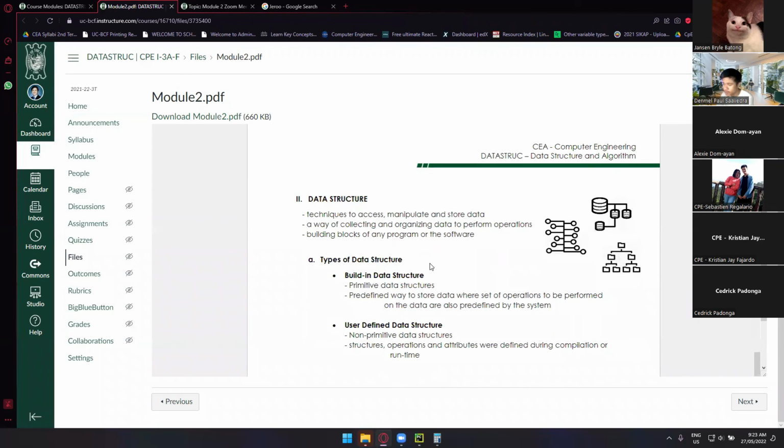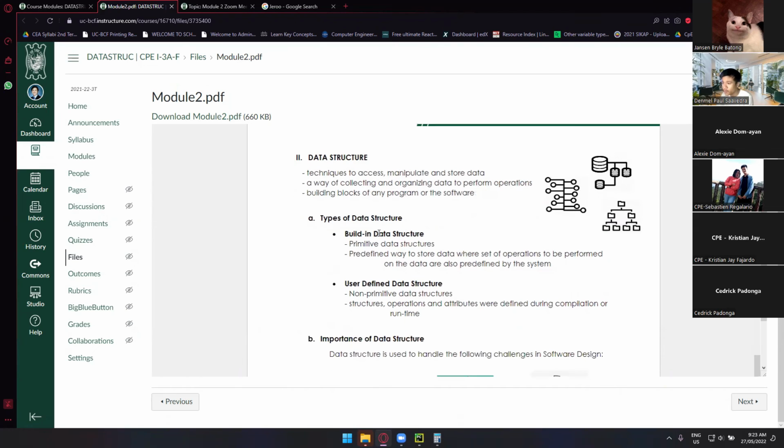So let us proceed now to the second major topic, which is the data structure. This is the techniques to access, manipulate, and store data. This is also a way of collecting and organizing data to perform operations, and it is a building block of any program or software. In any program, in any software, in any application, we always have a data structure. We have two types of data structure. The first one is built-in data structure, and the second one is user-defined data structure.